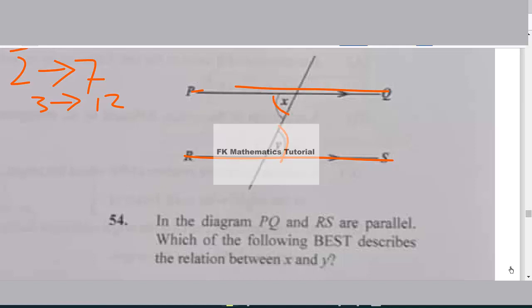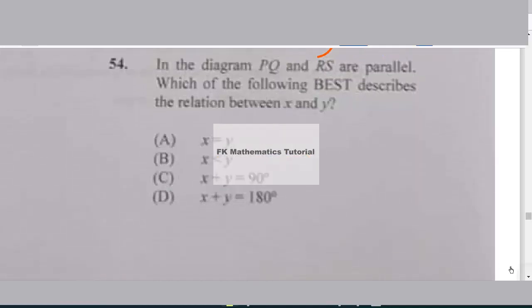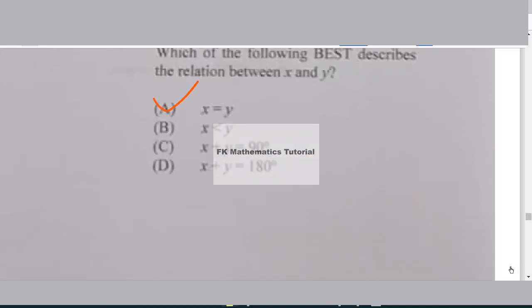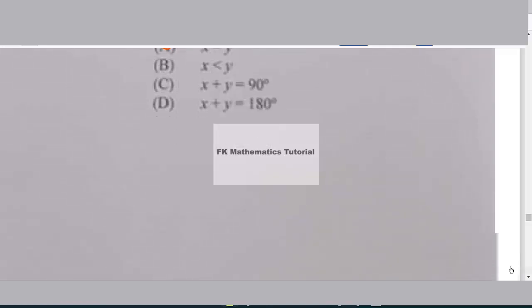So this and this are alternate angles, and alternate angles are equal. So Y is equal to X, or X equals Y. A is correct. Now let's move on to the next question.